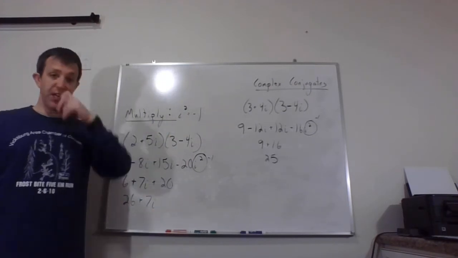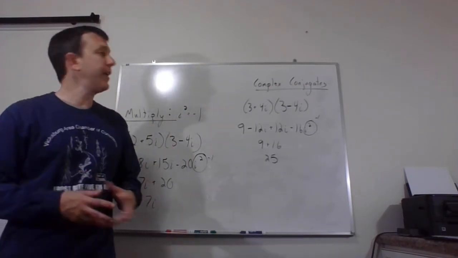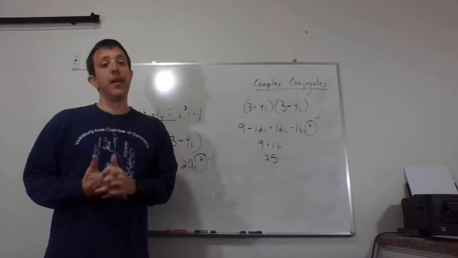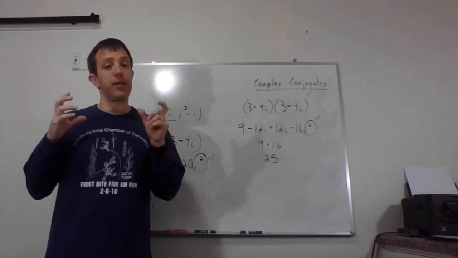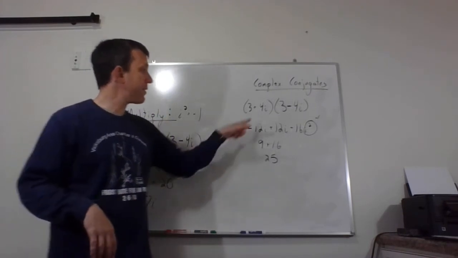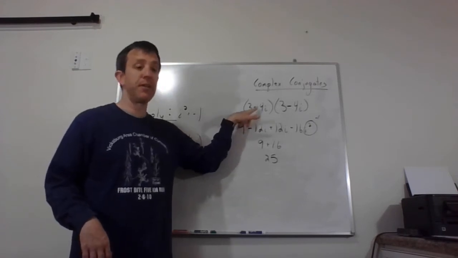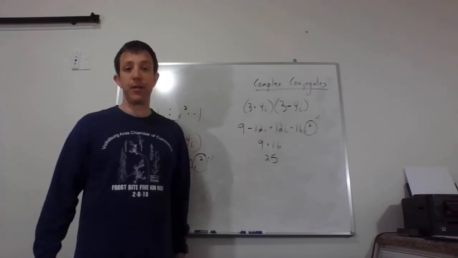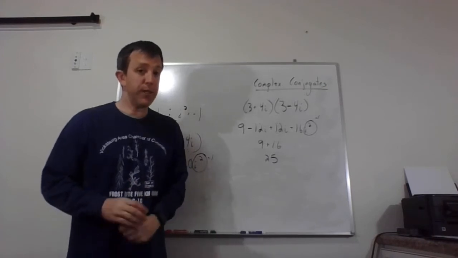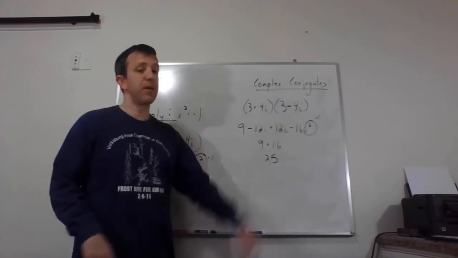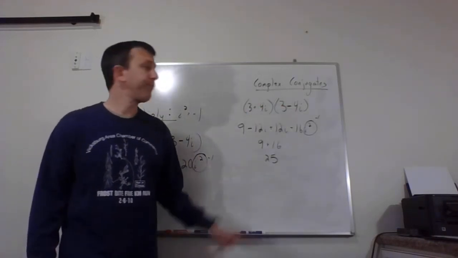So I have one more multiplication problem over here, but I've put a heading above it called complex conjugates. Complex conjugates are complex numbers that are exactly the same, except one has a plus sign in the middle and the other has a minus sign in the middle. Now, what's important here is this. Watch what happens when I multiply these two things together.